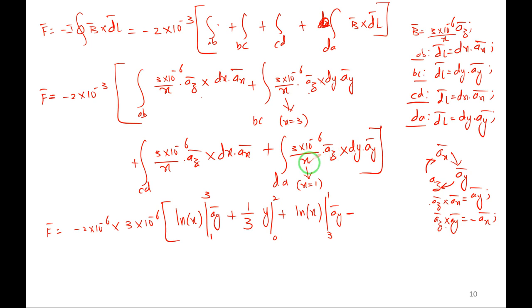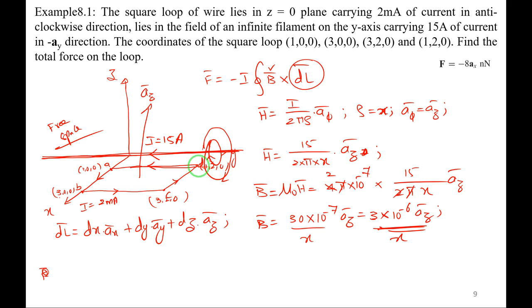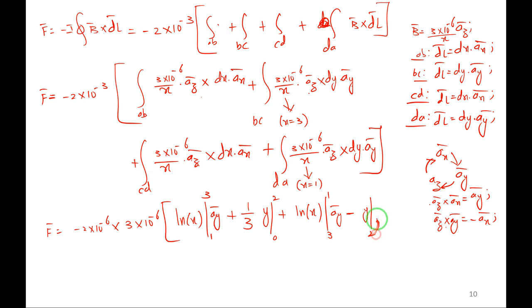Integration, right? This is 1. We have substituted. X will vanish. So integration with respect to y. So the value of y along path DA is varying from 2 to 0. It is 0 to 2 here. It is 2 to 0 here.